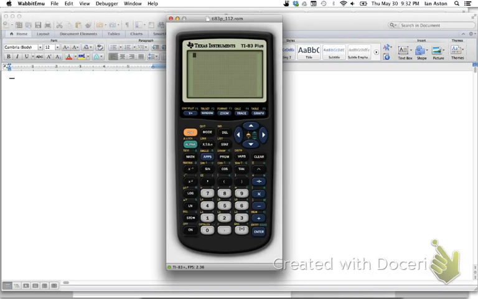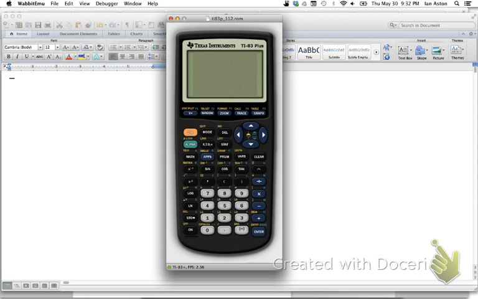The AP exam allows you to use your calculator in a few different ways, and it is expected that you are able to find the derivative both by hand and by using your calculator. So what I'm about to show you now is the way that you need to be able to find the derivative using your calculator.